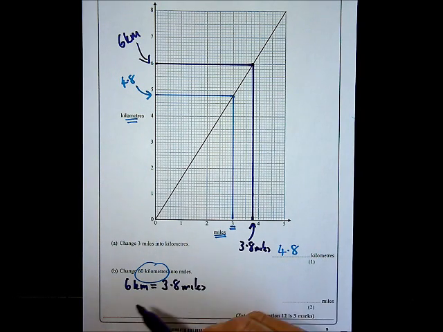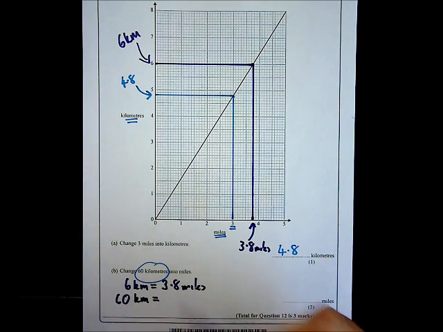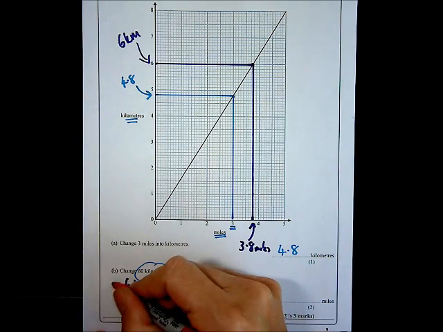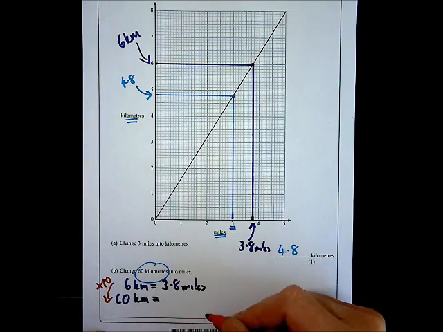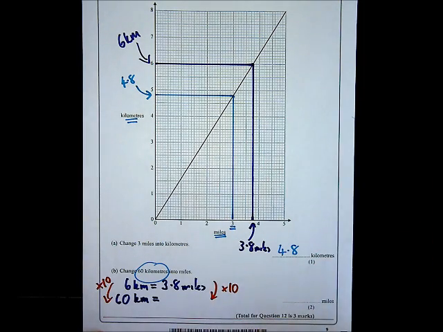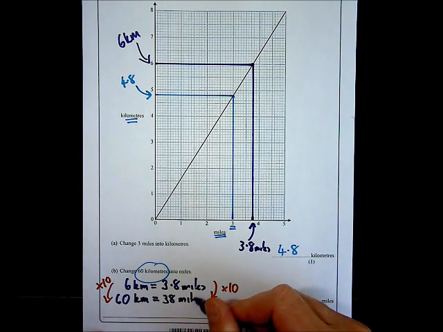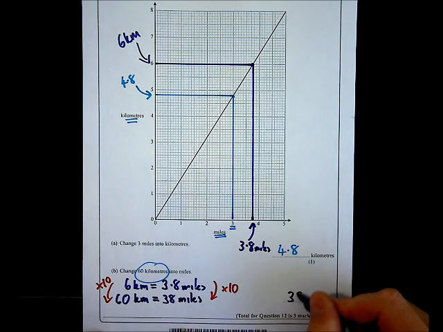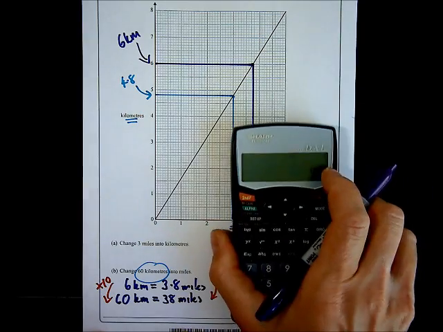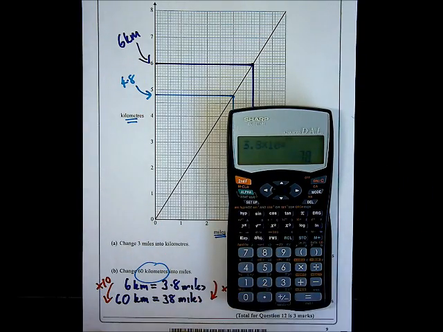Now I don't want 6 kilometres, I want 60 kilometres. And 60 kilometres is going to be 10 lots of 6. So I'm going to do 10 lots of 3.8. Now 10 lots of 3.8 is going to be 38, so that's going to be 38 miles. Now if you're not sure of that multiplication, again on your calculator, 3.8 times by 10 is 38.